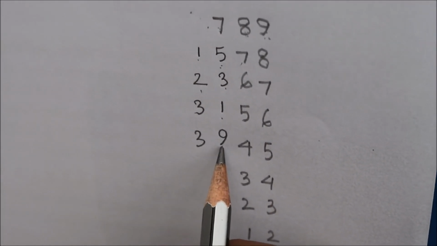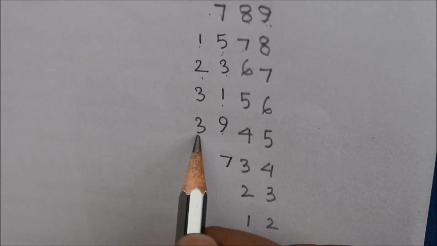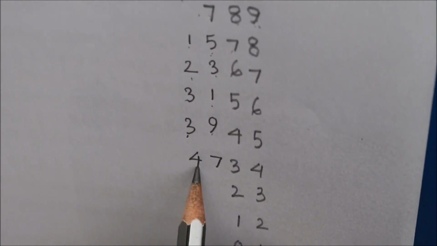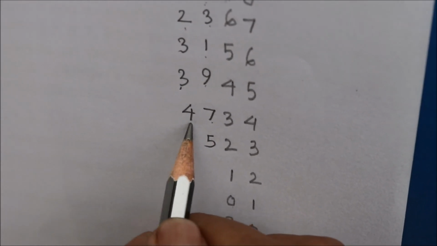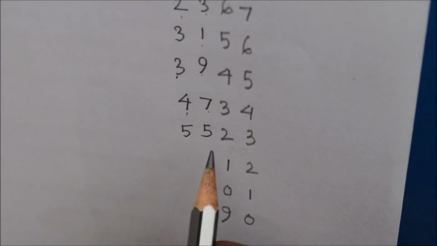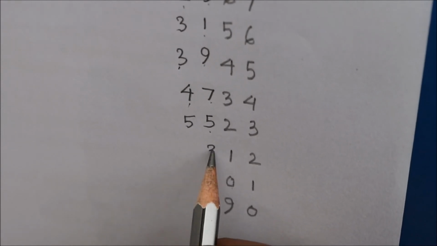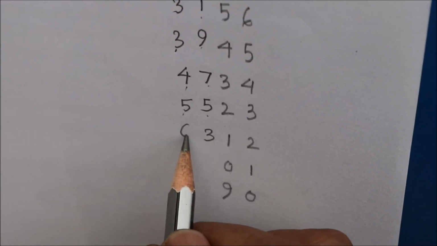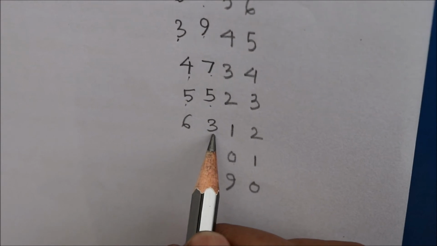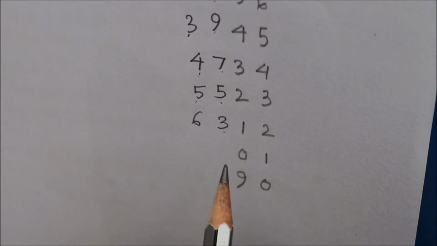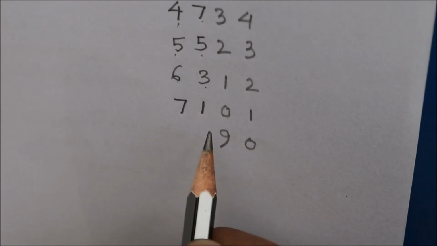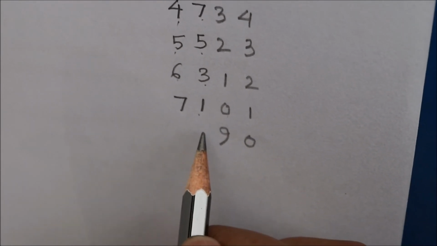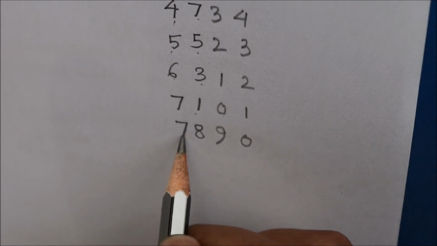9 minus 2, 7. 3 plus 1, 4. 7 minus 2, 5. 4 plus 1, 5. 5 minus 2, 3. 5 plus 1, 6. 3 minus 2, 1. 6 plus 1, 7. 1 plus 7, 8. No carryover.